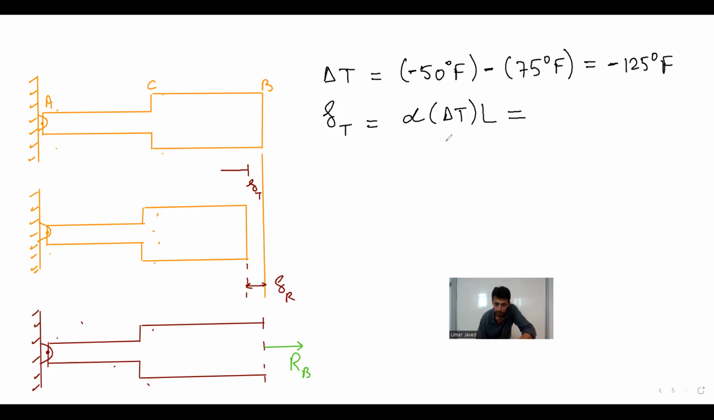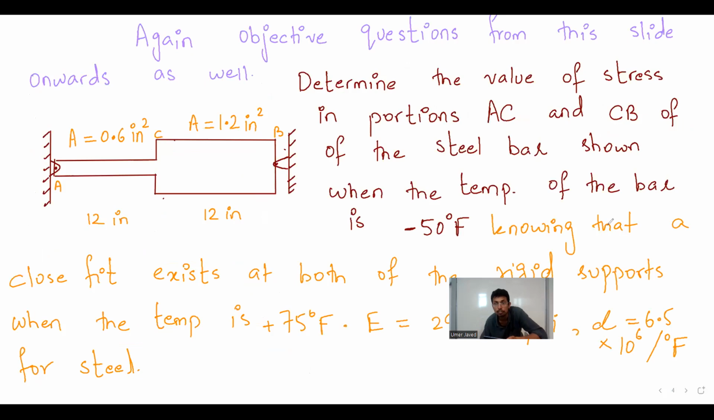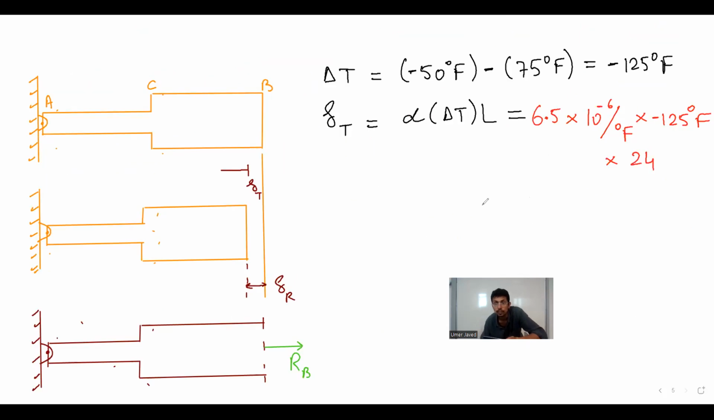What is alpha? It is 6.5 times 10 to the power minus 6, and the units are per degree Fahrenheit. Now I have to multiply this with minus 125 degrees Fahrenheit, multiplied by the original length. Can anyone tell us the original length? The original length is 12 plus 12, 24. So the change in length because of temperature change comes out to be?